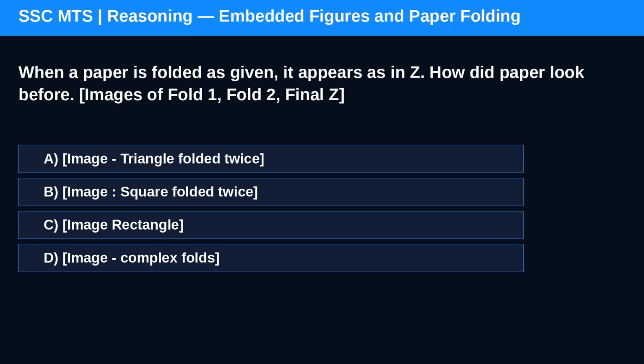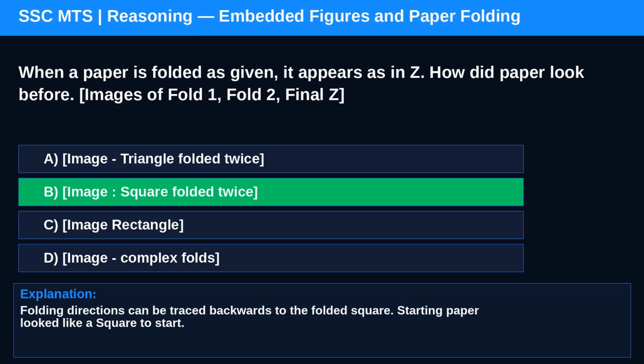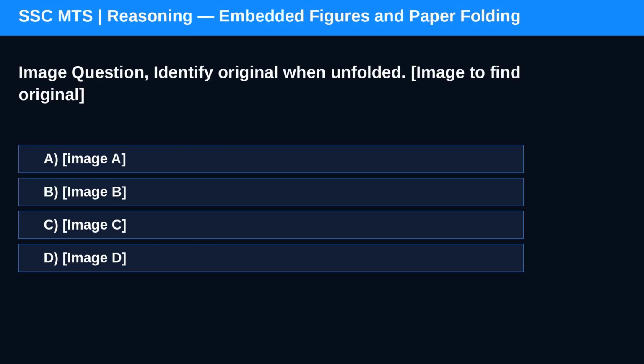Option A, image triangle folded twice. Option B, image square folded twice. Correct answer is B. Folding directions can be traced backwards to the folded square. Starting paper looked like a square to start. Question 15. Image question, identify original when unfolded.